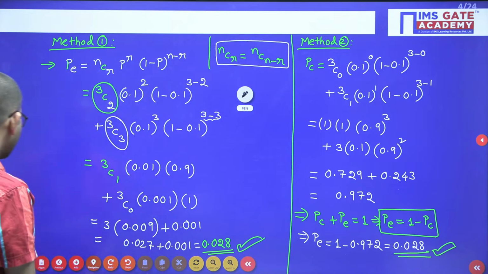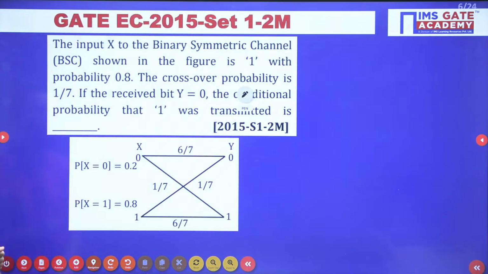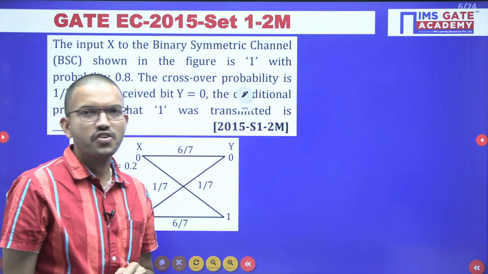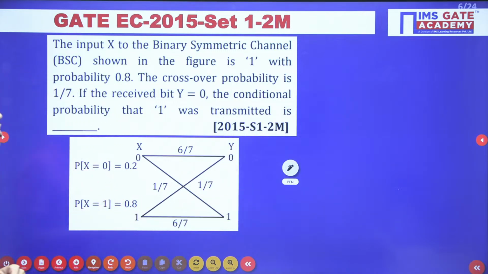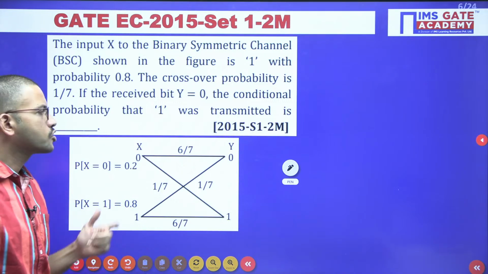Okay, right. So now let us solve the questions which were asked in the year 2015. So this is the question. Once again, this is a question related to the information theory concept. So all of you can give a try.